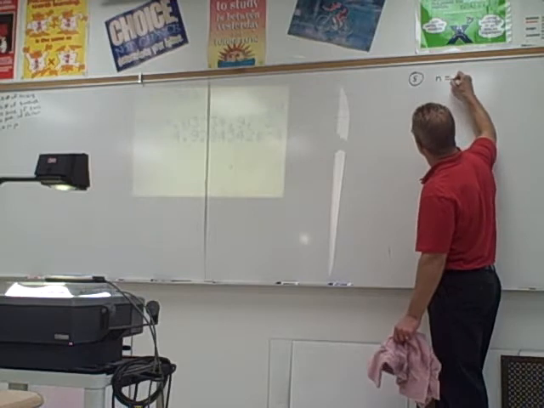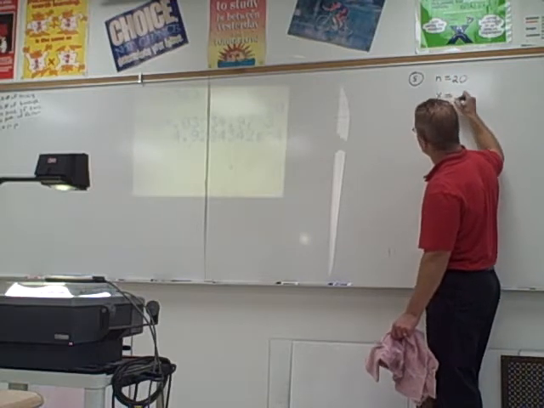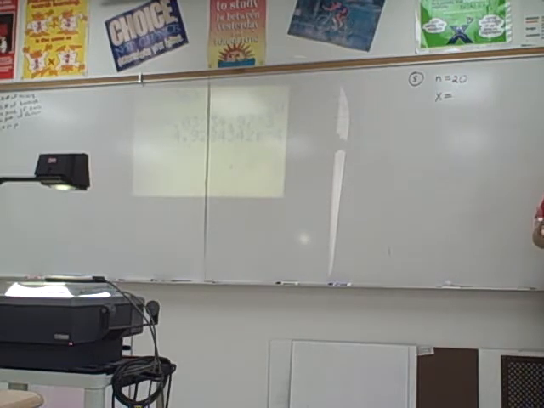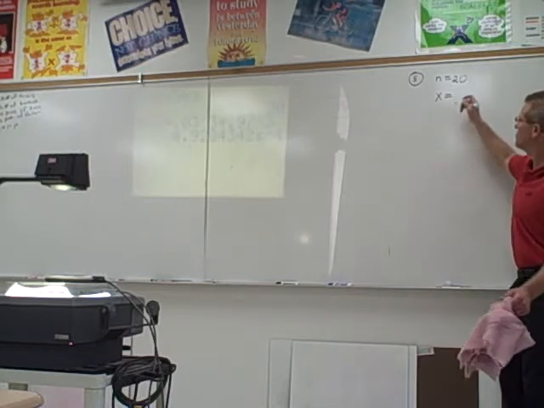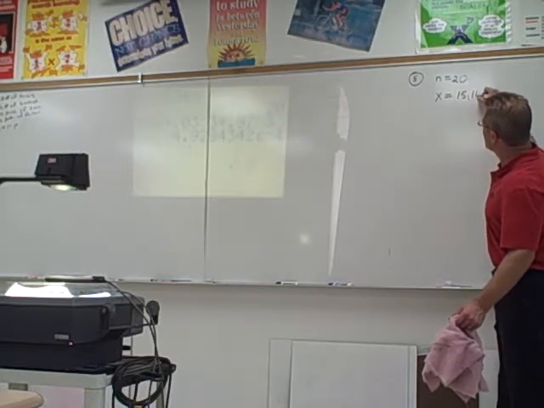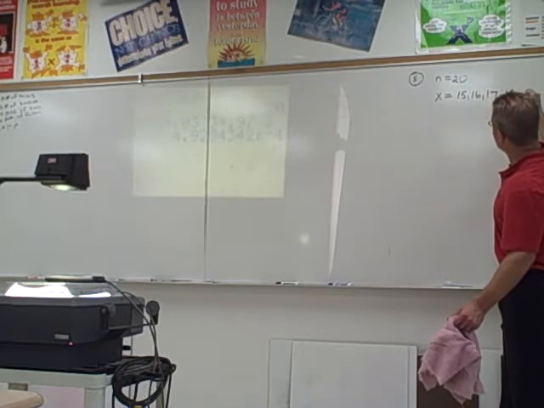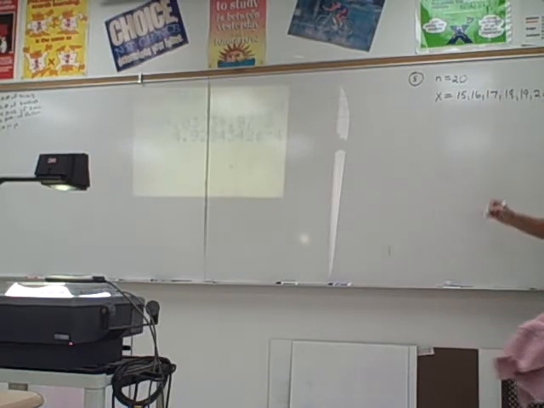So n equals 20. X is the number of successes. We've got to get at least 15 right. So x could be 15, or 16, or 17, or 18, or 19, or 20. If you get any of those right, you're going to pass the test.